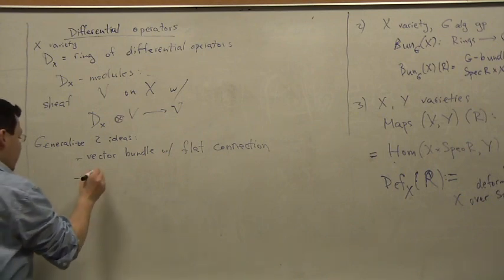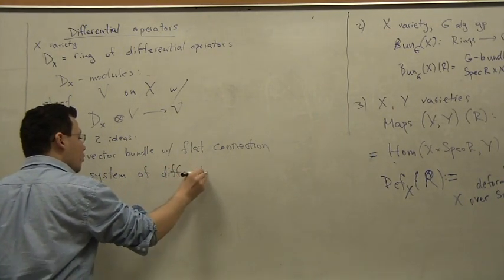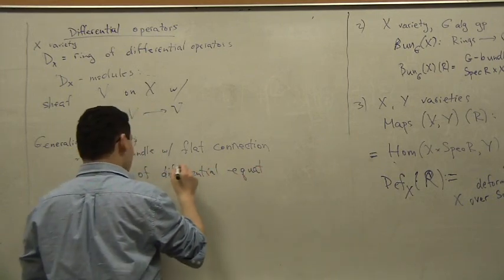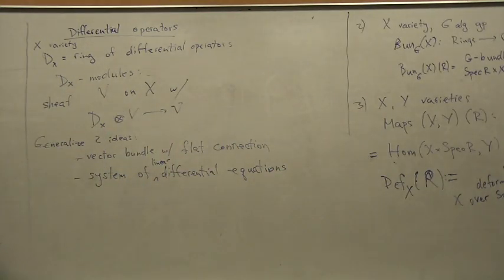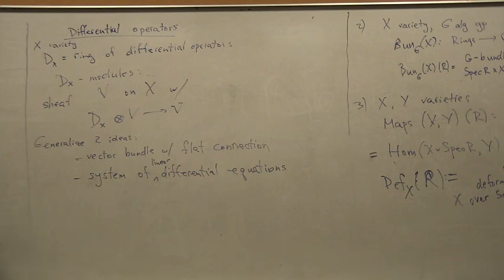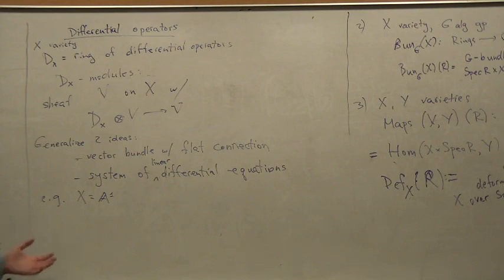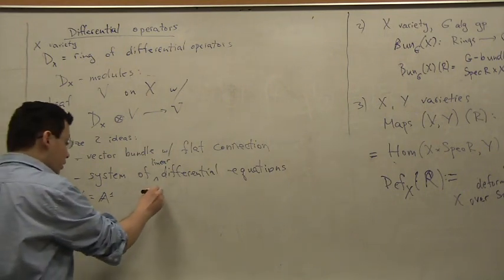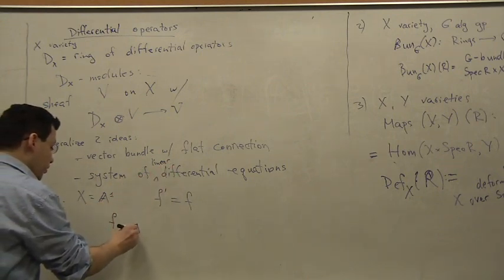And the second idea is of a system of linear differential equations. So D modules are sort of a coordinate-free way of talking about systems of linear differential equations on X. So what do I mean by that? Well, let's say X is A1, and suppose we wanted to describe some differential equation. Let's say f prime equals f or something like that. Then we can construct the D module. Well, it's by generators and relations. It would have a single generator, so f is a generator.